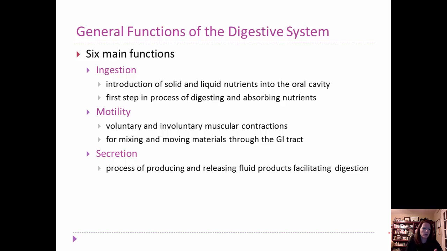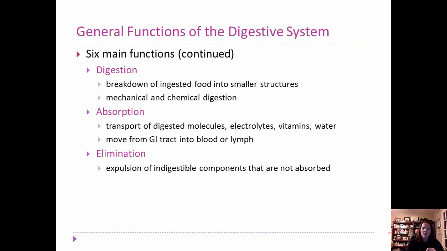Secretion. This is going to be important for secreting enzymes that are going to be responsible for breaking down our nutrients, or bile, anything like that. So this is going to be that process of producing and releasing fluids that are going to help that digestive process. And now it's going to be digestion. Once we take in the food, once we have those secretions being introduced and mixed with our food, then now we can start digestion. There's actually a couple of different types of digestion.